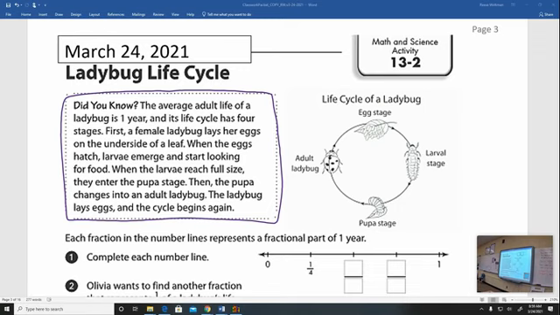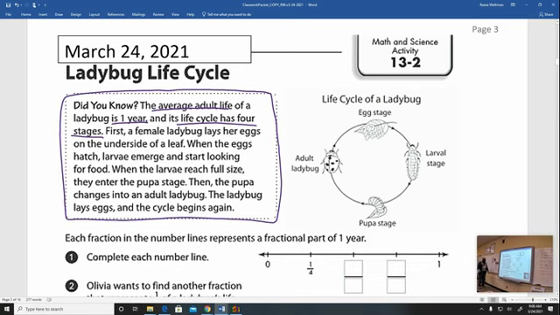Yeah, let's look at this. Okay. So it says, did you know the average adult life of a ladybug is 1 year, and its life cycle has four stages. This might be important information too. Ladybug is 1 year. That's the average adult life. The life cycle has four stages.